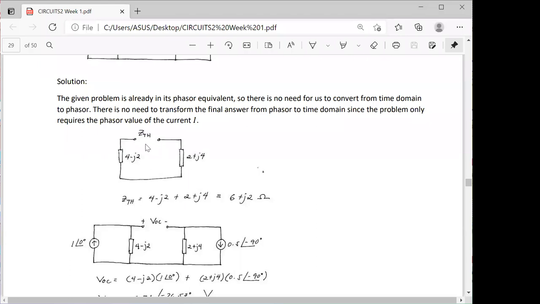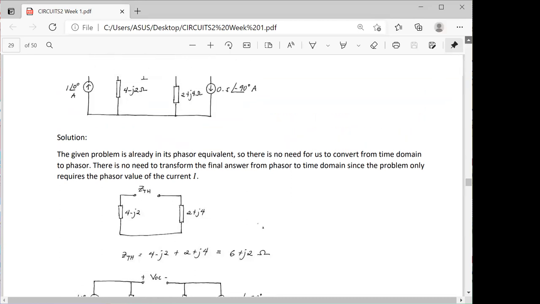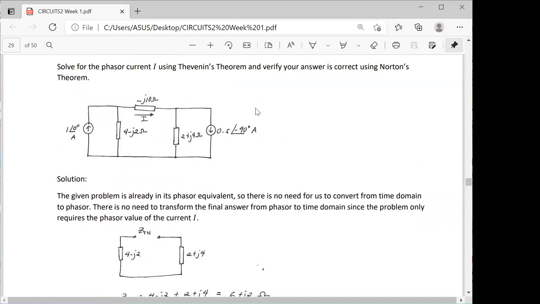So from there, we can simply say that our looking back impedance, or Z sub TH, is equal to 4 minus J2 plus 2 plus J4, or simply 4 plus 2 equal to 6, negative 2J plus 4J equal to positive J2. So meaning to say, our Thevenin equivalent impedance is 6 plus J2 ohms. Okay. So of course, our next target is to find the open circuit voltage, V sub OC.